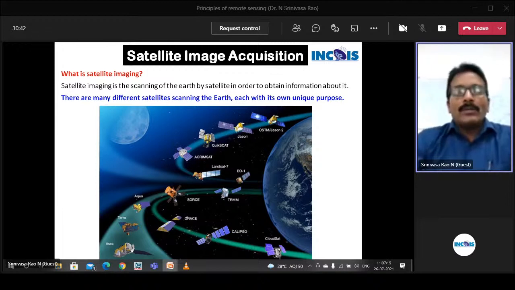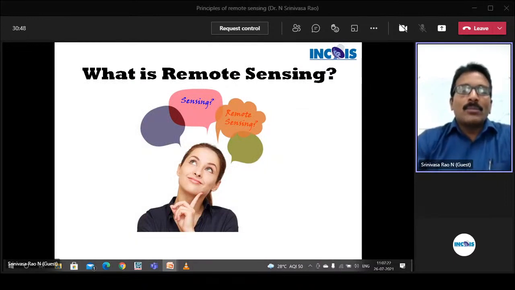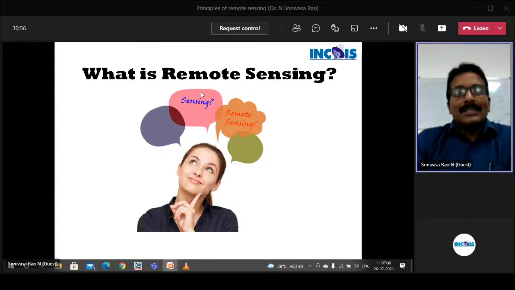So first, what is remote sensing? To understand what remote sensing is, you forget about remote sensing. First, the dictionary meaning of remote sensing: we divide it into 2, remote plus sensing. So first is sensing.